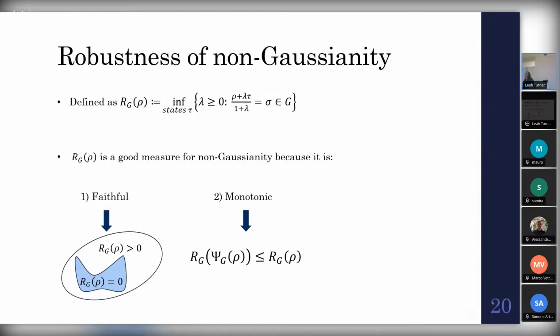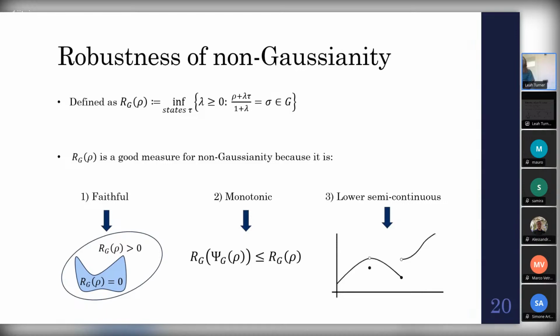Second reason is that if we take our state and we apply some Gaussian operation, so some easy operation to do in our setting, this doesn't increase the amount of robustness, it doesn't increase our non-Gaussianity. And then the third reason is a mathematical technicality, and it's a lower semi-continuous function, which essentially means if you perturb your state slightly, you don't drastically increase the resource. So it sort of prevents easily creating non-Gaussianity.